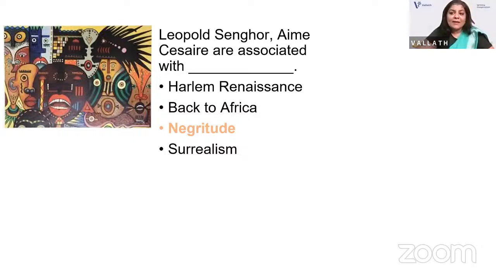Negritude is a movement by Francophone intellectuals from Africa. They spoke French. And they had an anthology called Black Orpheus, which was very important. Okay, next please.